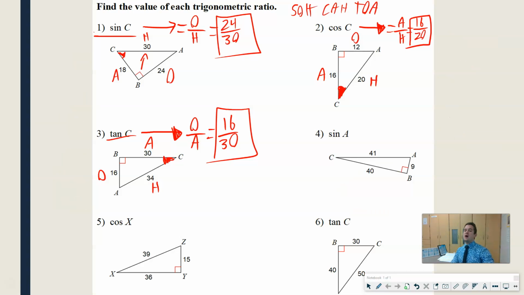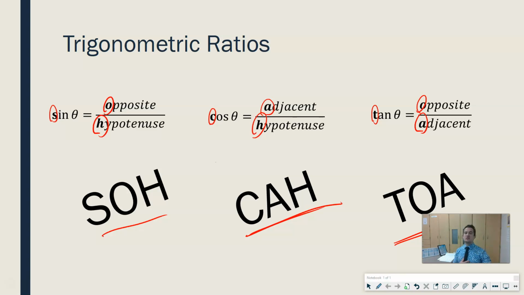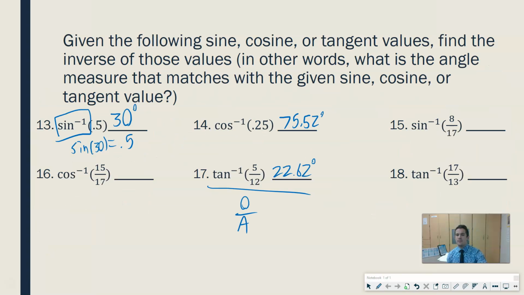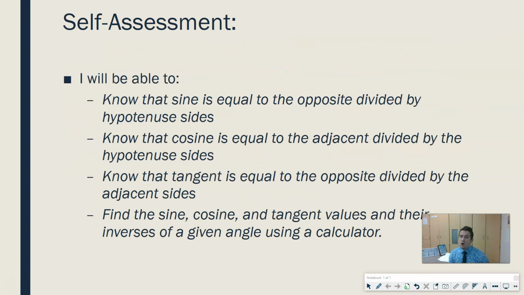The big thing on your guided note or in your homework is going to be doing this. If I give you a triangle, you should be able to identify the sine, cosine, and tangent fractions based on the sides that are given. And we're going to talk more about typing these into the calculator in the upcoming lessons. So hopefully now you know what sine, cosine, and tangent, those ratios, are equal to given a right triangle. And we're starting to know how to find the sine, cosine, and tangent values and their inverses of a given angle using a calculator.